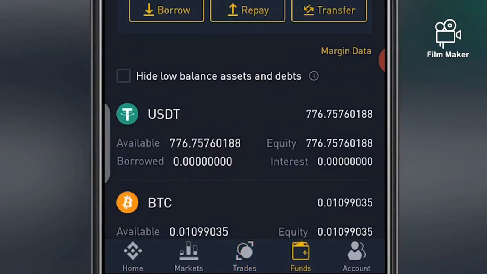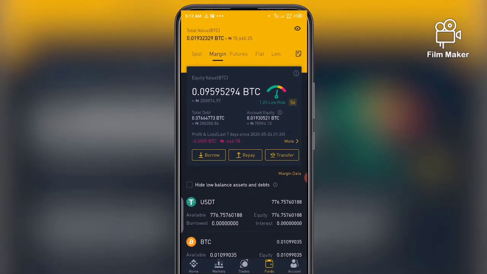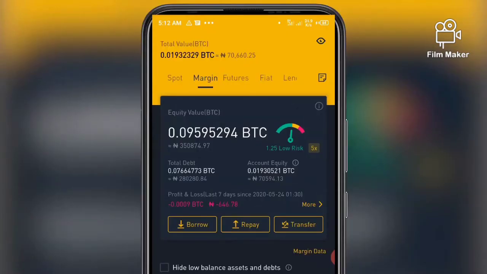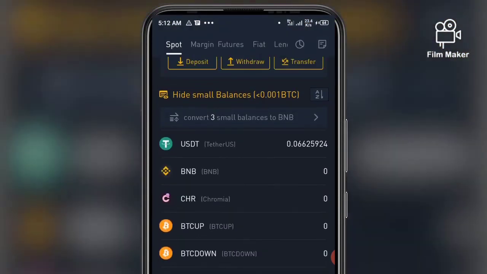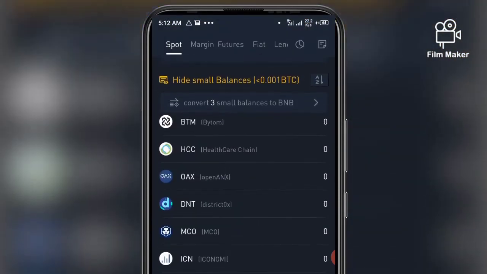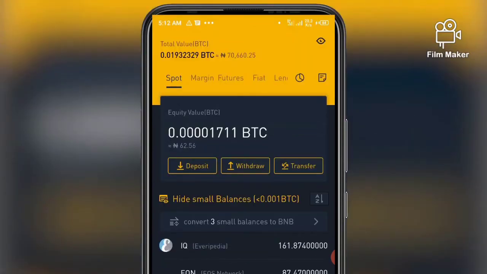The next tab is the funds tab, where you have your funds. So it's also divided into spot, margin, futures, and fiat. So your spot is your current balance, all the deposits you make into Binance. That's your spot. And we have different currencies that you can deposit and also withdraw from. When you want to withdraw, you usually withdraw from your spot.